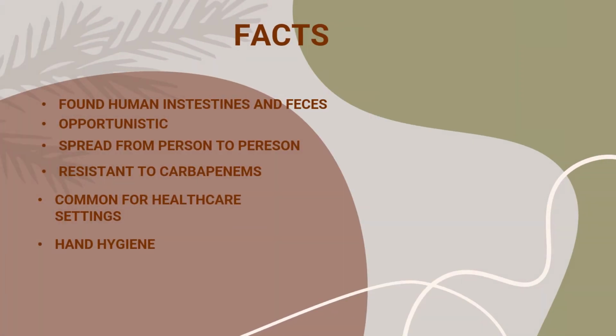So some fun facts about this particular microbe is that it is found in human intestines and feces. So it is an opportunistic microbe, which means if it leaves its natural habitat and travels to another part of the body, it can cause diseases or infections. This microbe is spread through direct contact with an infected person.